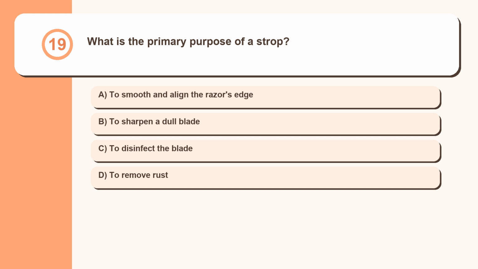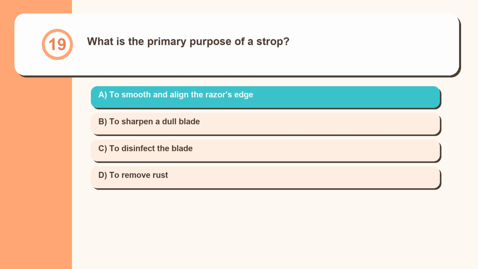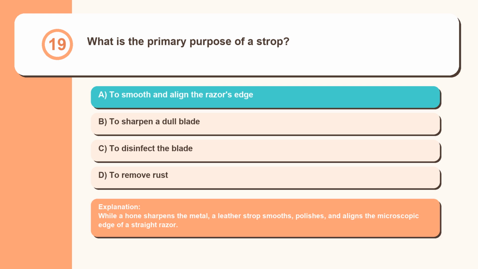Question 19. What is the primary purpose of a strop? To smooth and align the razor's edge, to sharpen a dull blade, to disinfect the blade, to remove rust. While a hone sharpens the metal, a leather strop smooths, polishes, and aligns the microscopic edge of a straight razor.